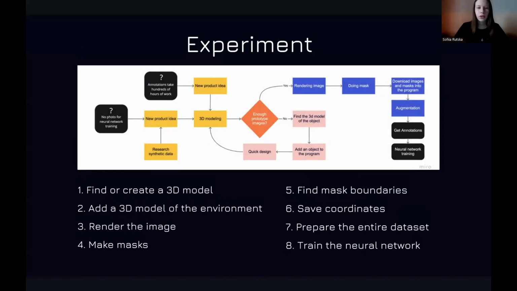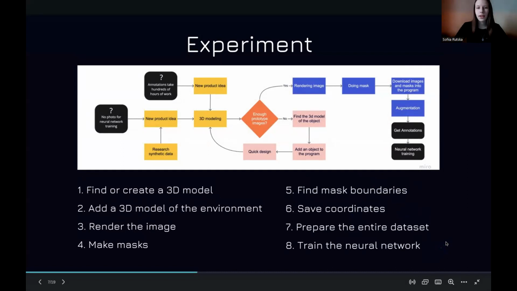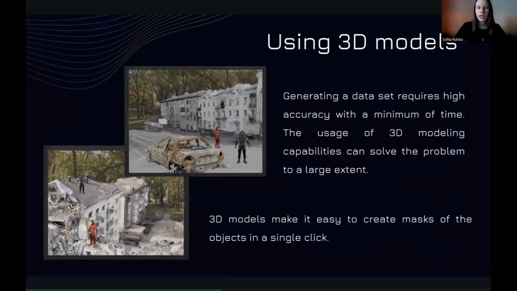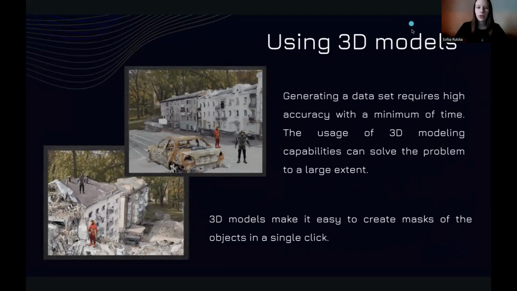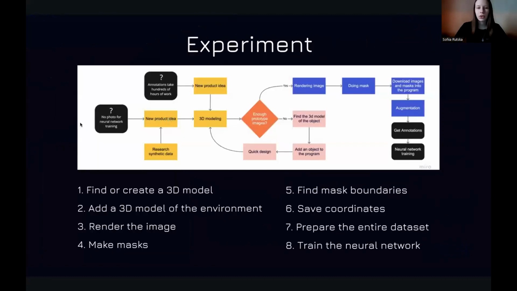In our work, we followed this order. First, you need to find or create a 3D model of the object being explored, and a 3D model of the environment, and create the design. Then render the image, and if that's enough, you can move on to the next step. With the 3D models, it's easy to make masks, and with software calculation, you can find the mask coordinates. Coordinates are saved in a JSON file for future processing and saving object boundaries. That's how annotations are created.